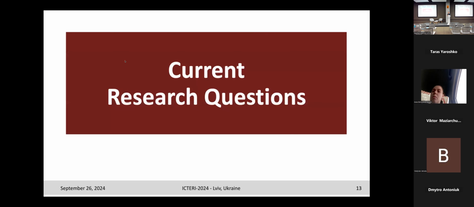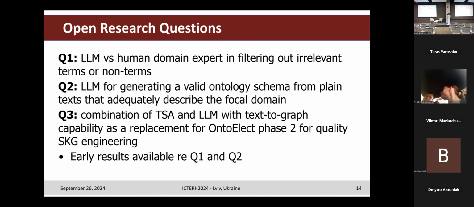So now I'll outline the research questions which were put forward for the proposed research. First of all, as I've already said, one of the improvements required by TSA was the ability to filter out the irrelevant term candidates. And we wanted to understand if an LLM or a lighter deep learning approach could perform this with sufficient precision compared to the outputs from the human domain expert.